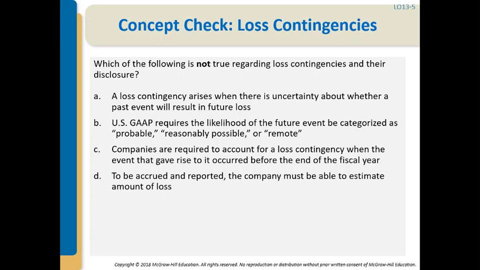No, that's not totally true. I mean, it could be if it's probable and reasonably estimable, but just the fact that it occurs before the end of the year doesn't mean that you're required to account for it as a loss contingency. So I think it's C. It's kind of a difficult one.